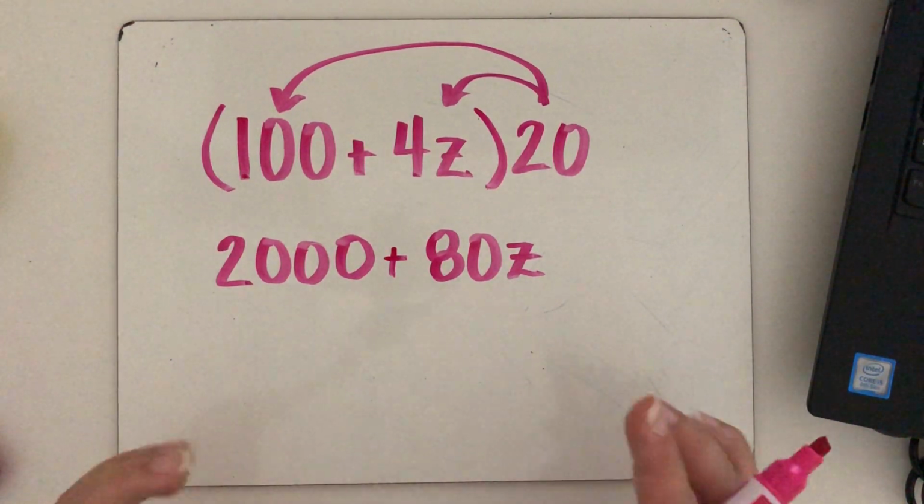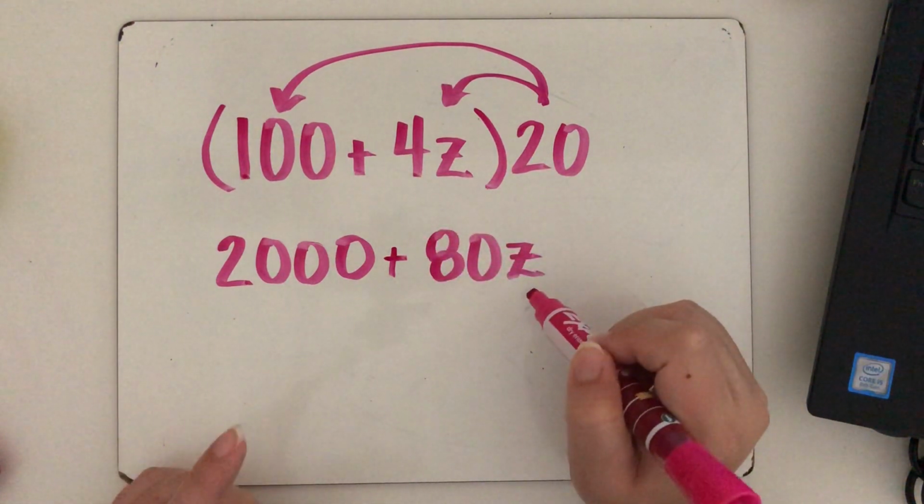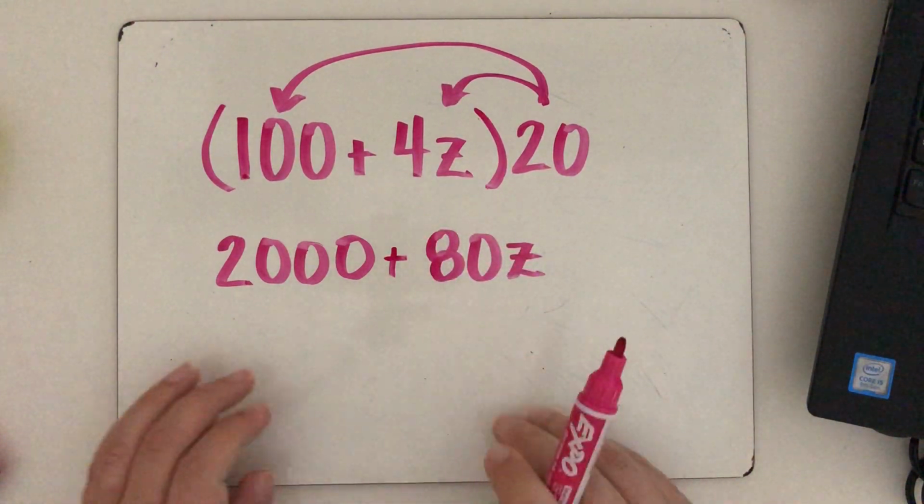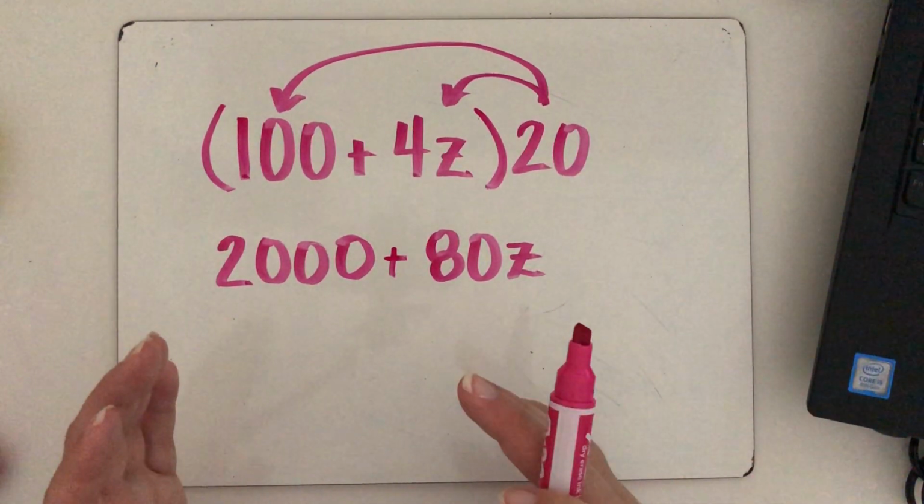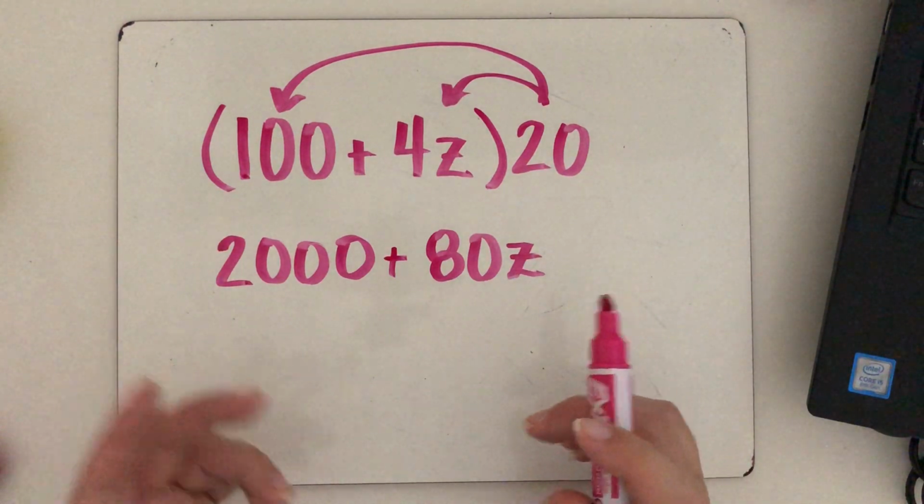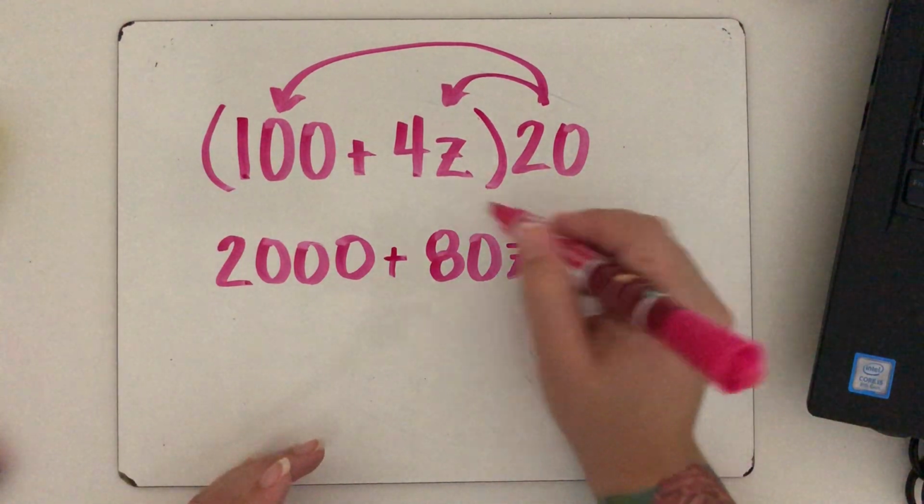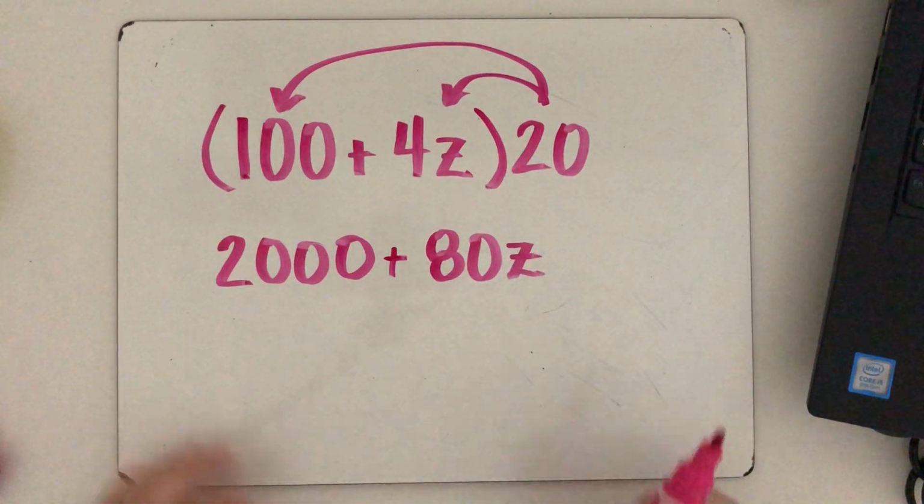So let's think, can I combine these 2 items? If you said no, you're right, because this item has a z and this one doesn't. That means they are not like terms, so they cannot be combined. Now, if I had a value for z to plug in, I could definitely figure it out, because I would multiply whatever z is by 80 and then add it to the 2000.